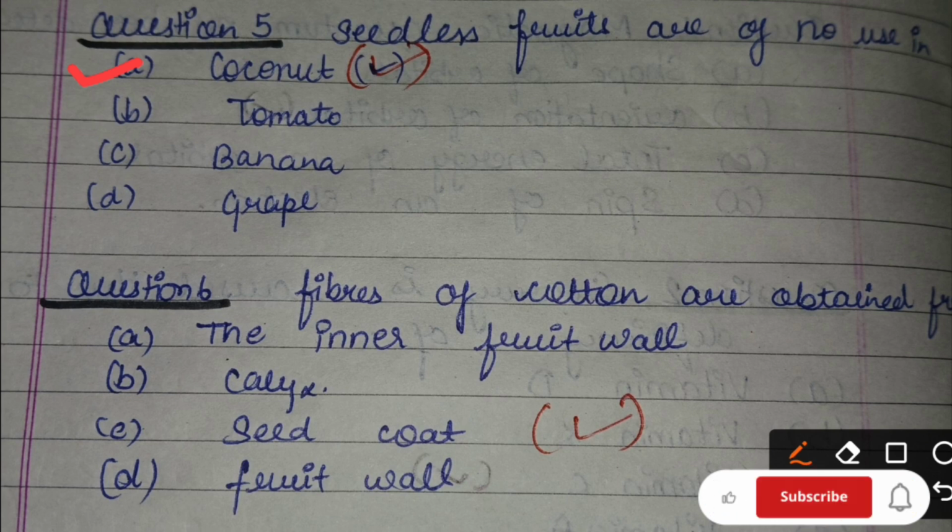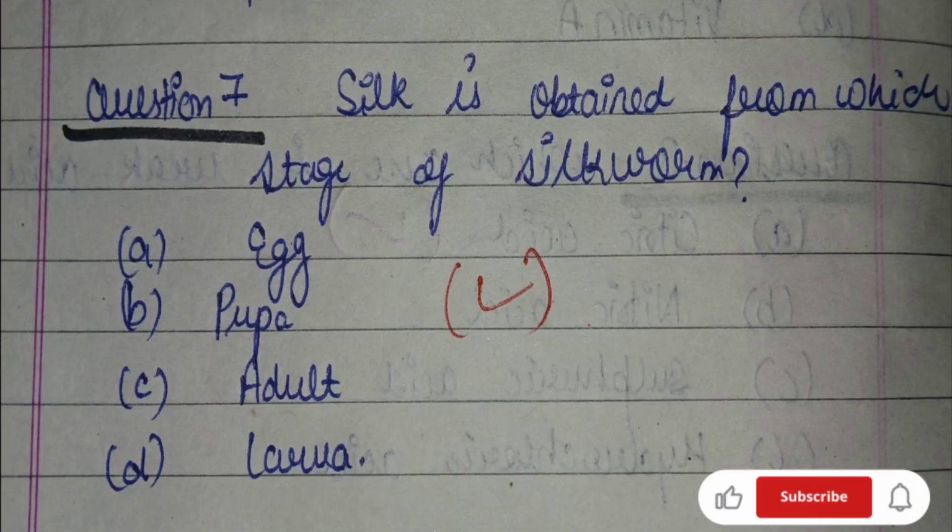Next question. Fibers of cotton are obtained from dash. Option A, the inner fruit ball. Option B, calyx. Option C, seed coat. Option D, fruit wall. So the correct answer is seed coat. We move to the next question.